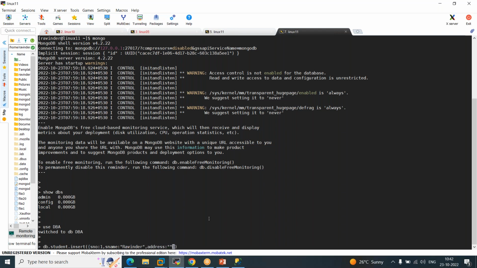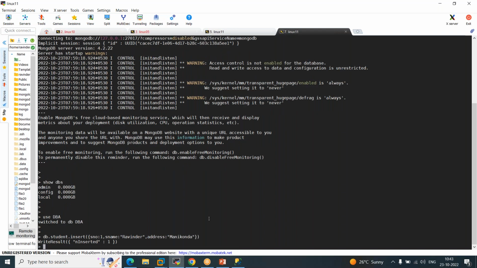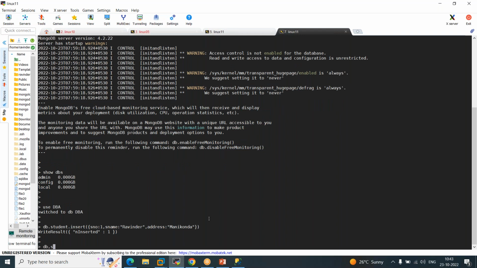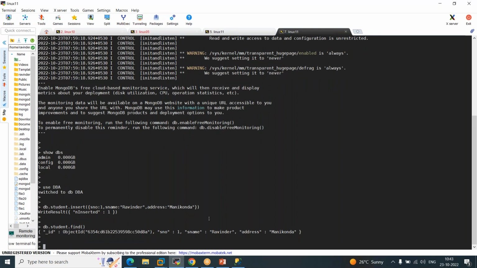So I did not define any column structure. I'm trying to load some data here. Okay, so if I do this one, it accepted the data. If I go and see the data, just for the case, how the data actually looks within the collection, or you can say a table. It has a name, number, name, address.